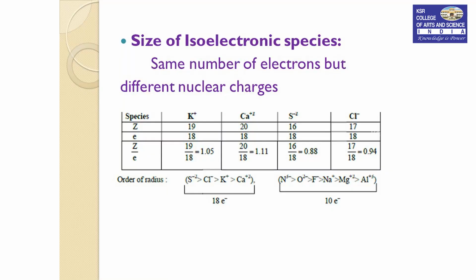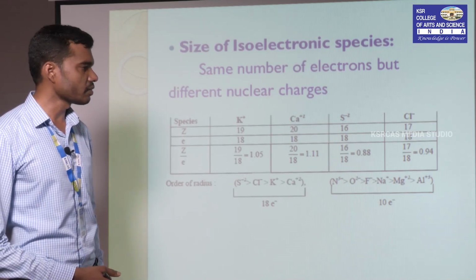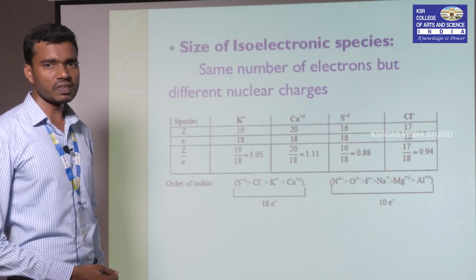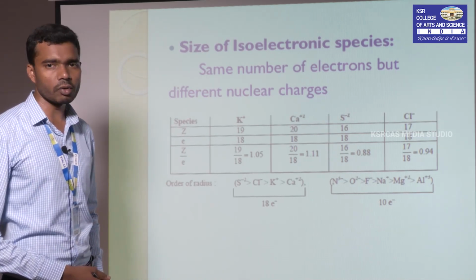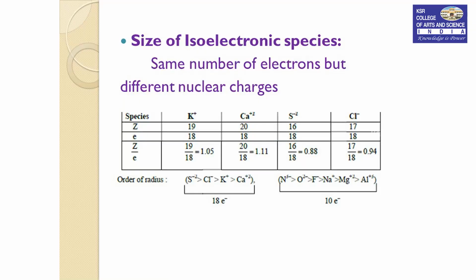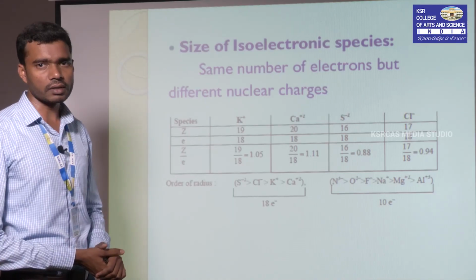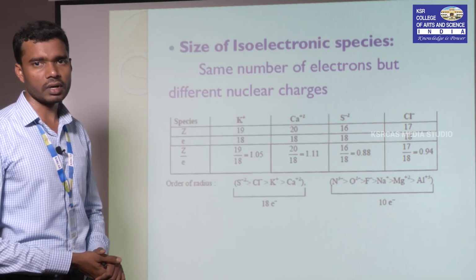In the same way, it applies to sulfide and chloride. In chloride, the atomic number is 17 and the number of electrons is 18. So 17 divided by 18 gives the value of 0.94. In the same way, for sulfide, 16 divided by 18 gives the value of 0.88. The effective nuclear charge value for sulfide is 0.88. So the effective nuclear charge is very low for sulfide, so it has a larger atomic radius value.